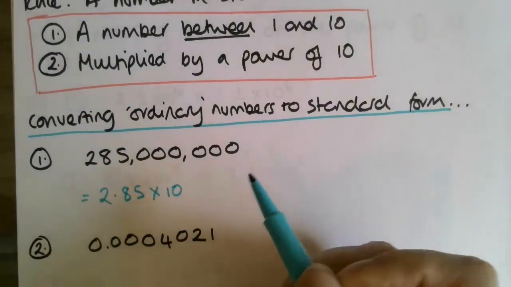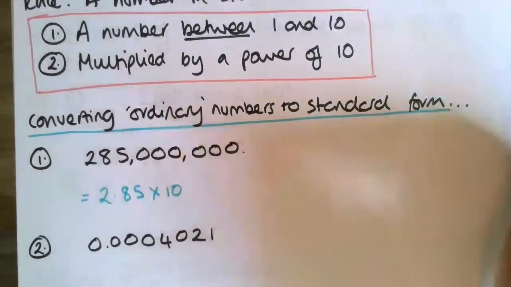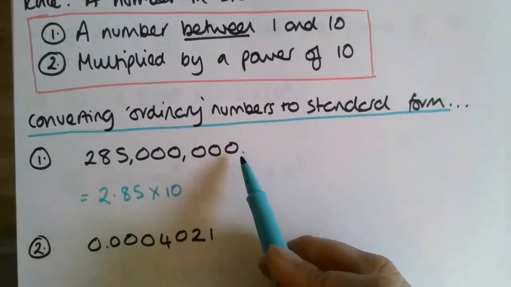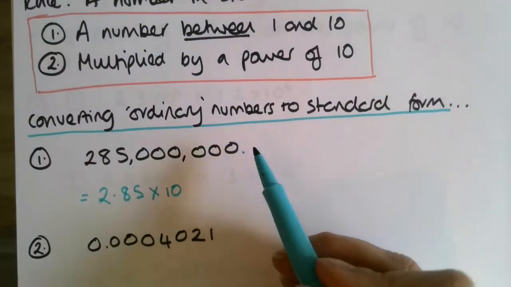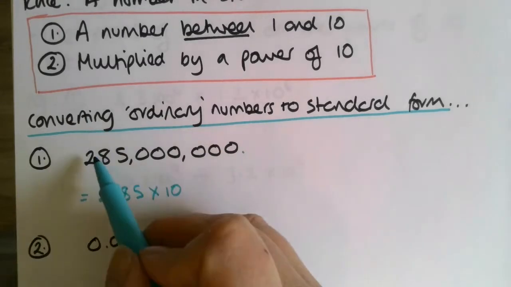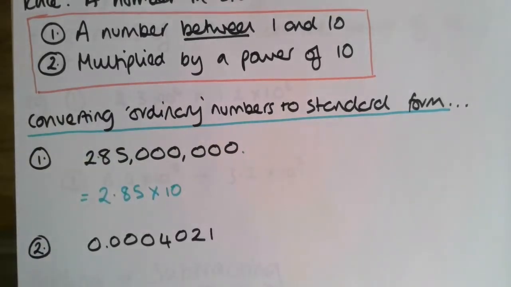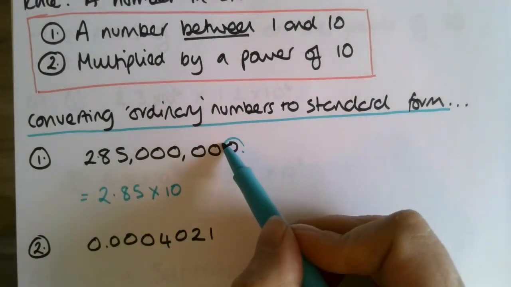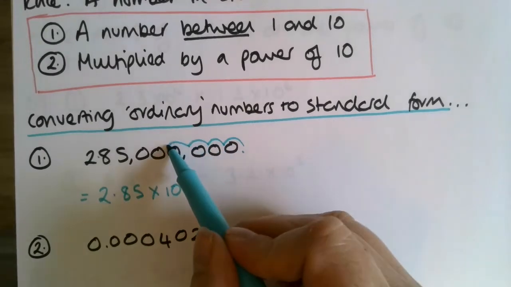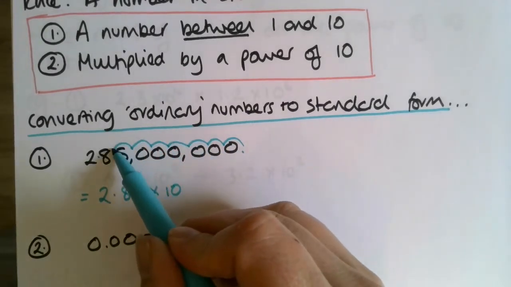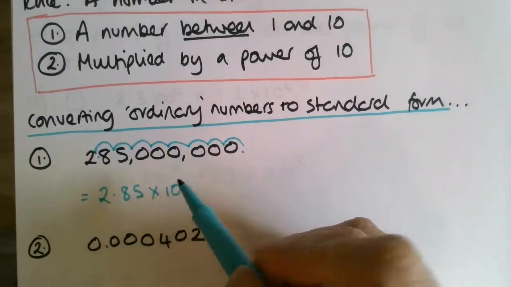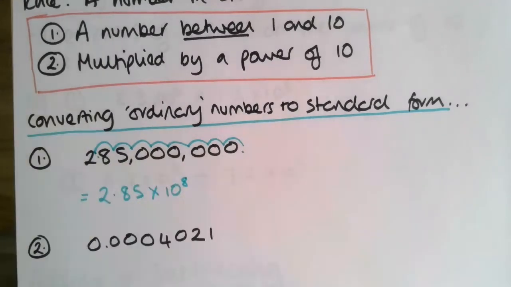Now to figure out what that power is, you take where the decimal point originally was, and count how many places it has moved to get to its new position, which is there. So that's 1, 2, 3, 4, 5, 6, 7, 8. So that's times 10 to the power of 8.